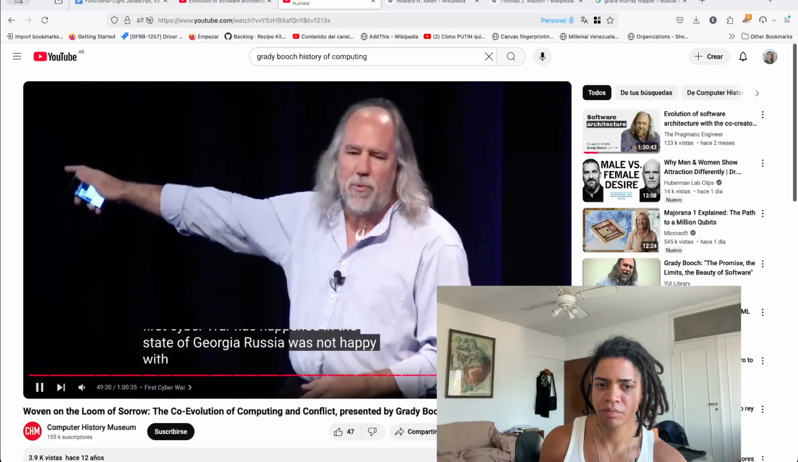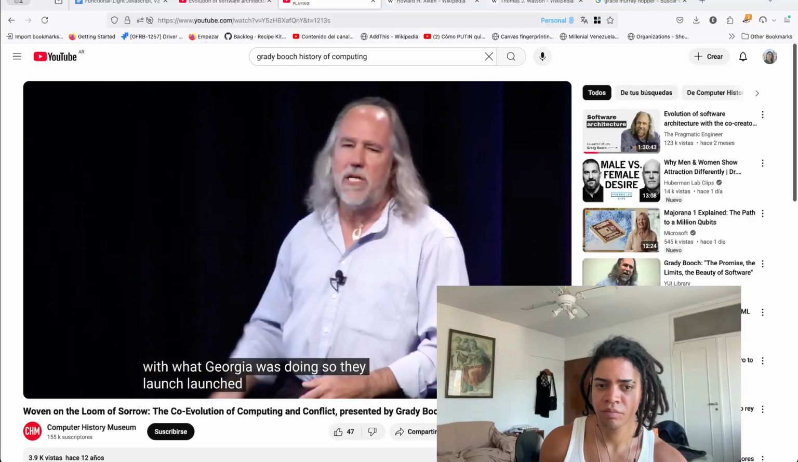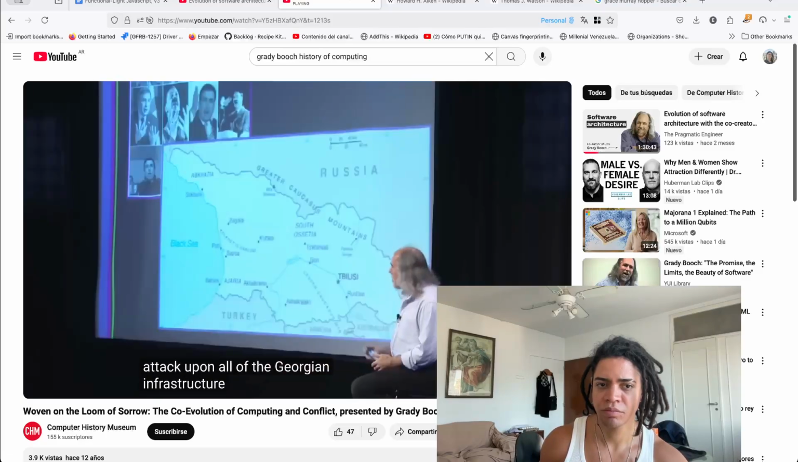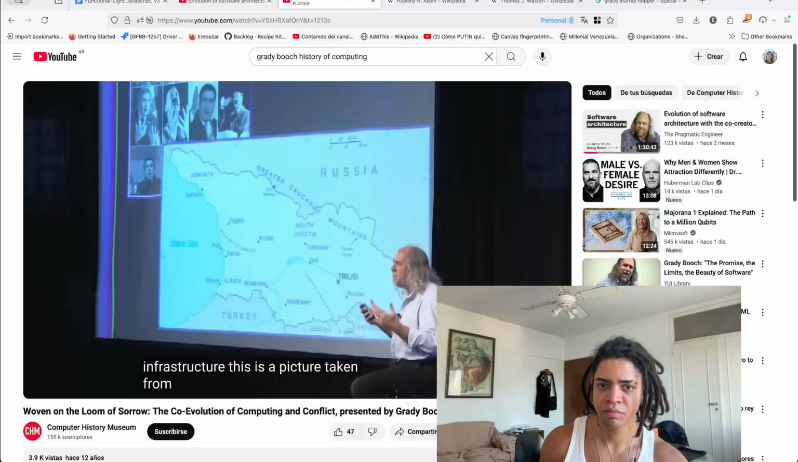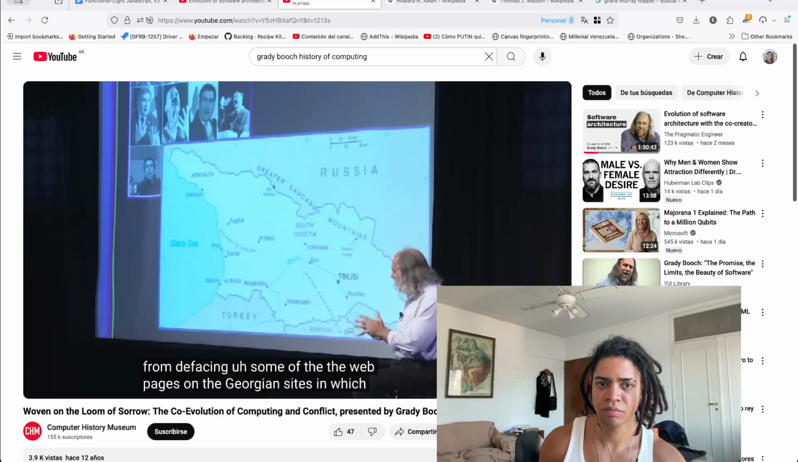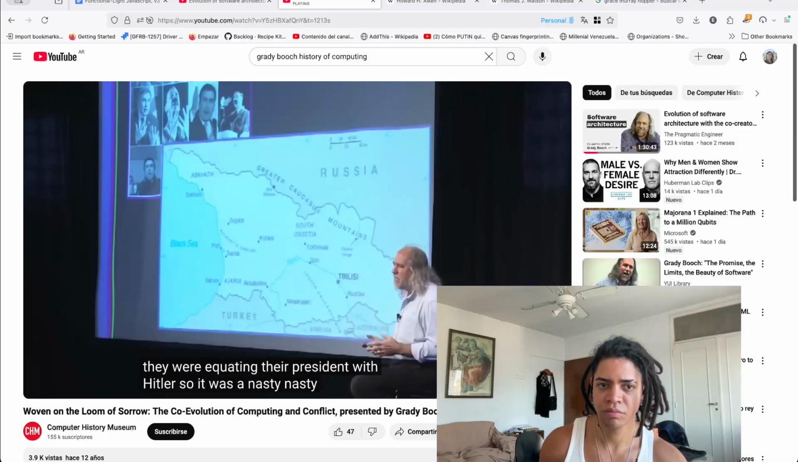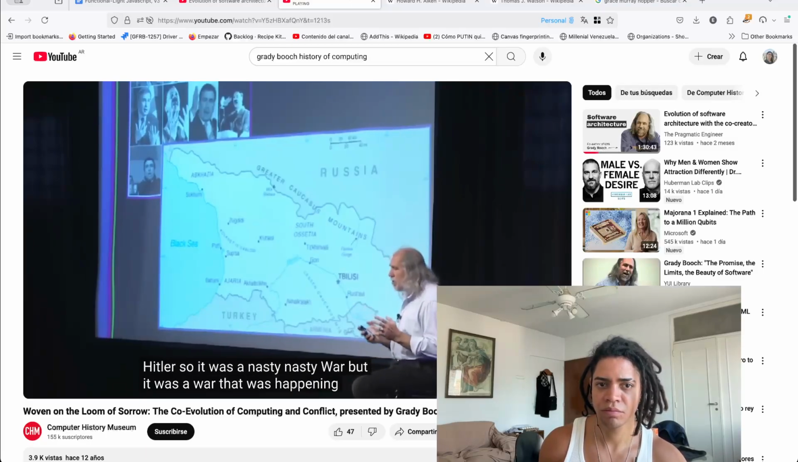Russia was not happy with what Georgia was doing, so they launched a denial of service attack upon all of the Georgian infrastructure. This is a picture taken from defacing some of the web pages on the Georgian sites in which they were equating their president with Hitler. So it was a nasty, nasty war, but it was a war that was happening underground.